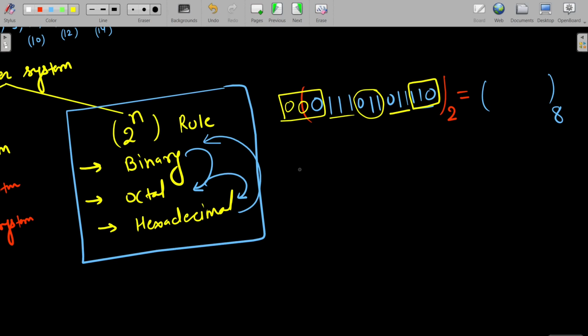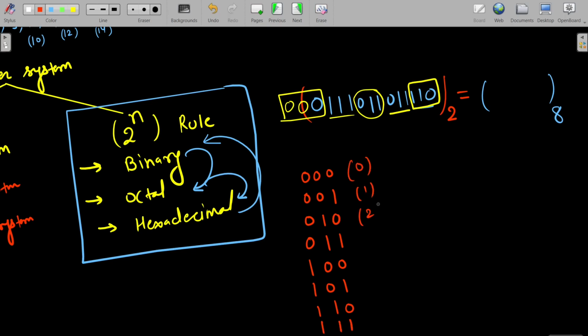For the octal number system, we start with 0 0 0, then 0 0 1, 0 1 0. We know in the binary system, for 3 bits we can count as 0 0 0, 0 0 1, 0 1 0, 0 1 1, 1 0 0, 1 0 1, 1 1 0, and 1 1 1. These are decimally 0, 1, 2, similarly 3, 4, 5, 6, and this is 7.